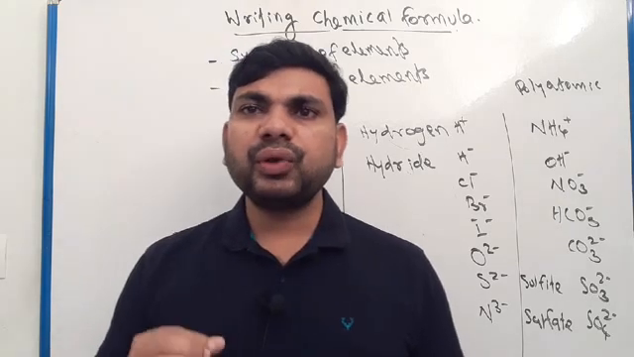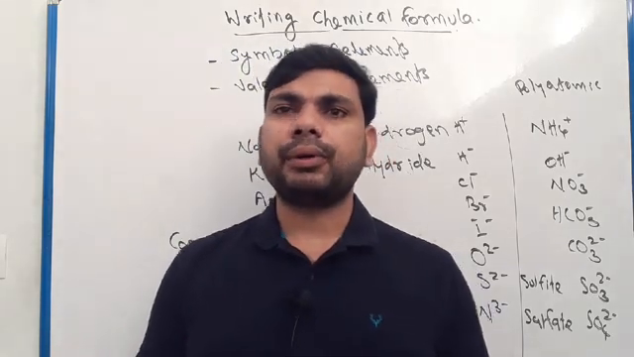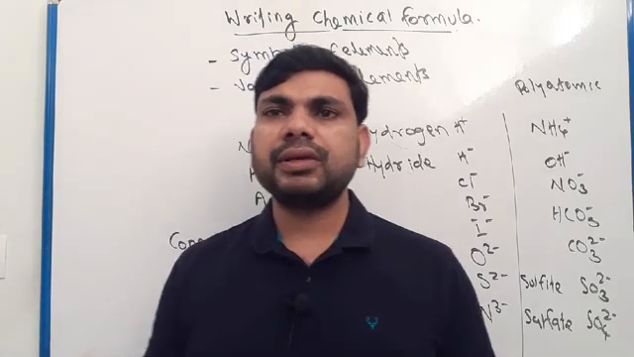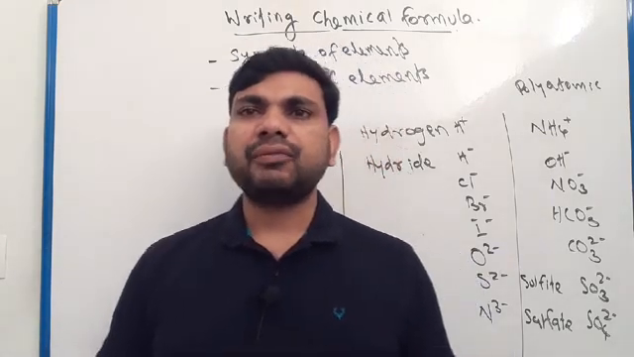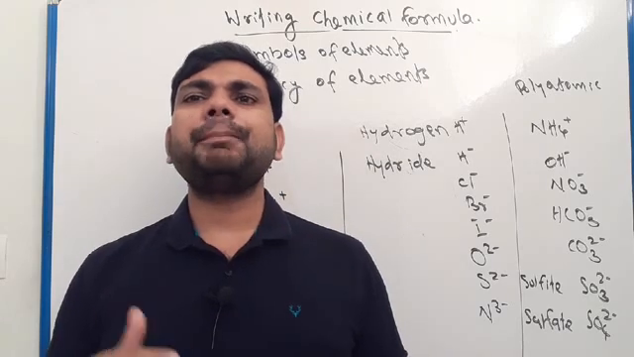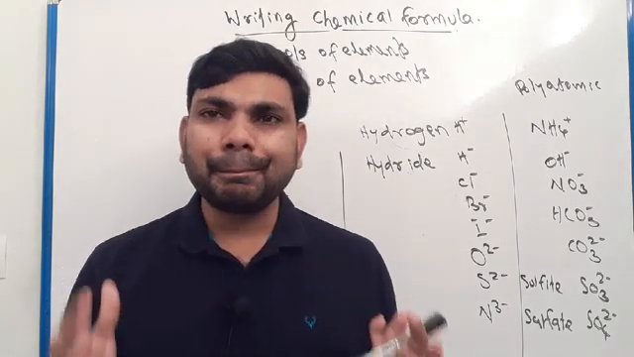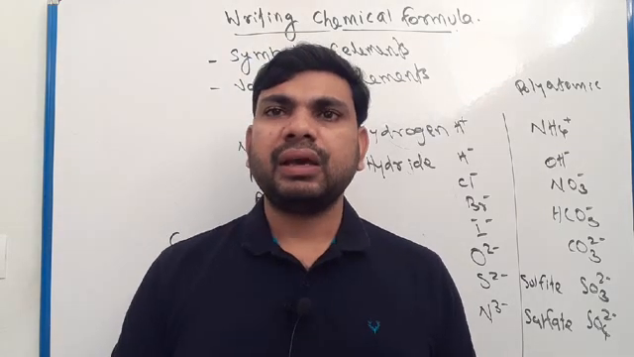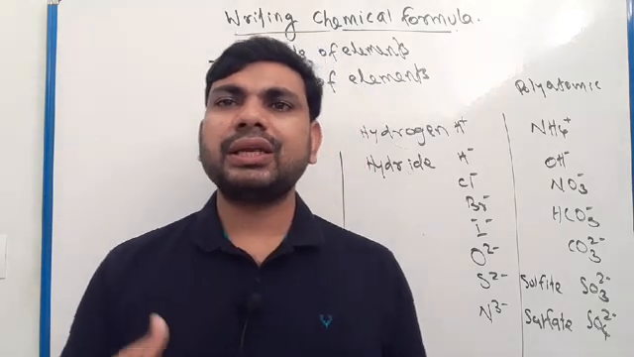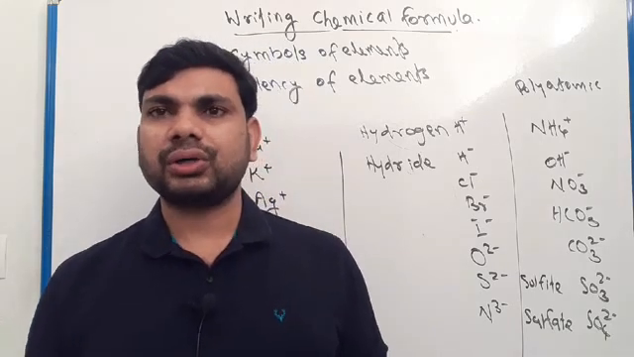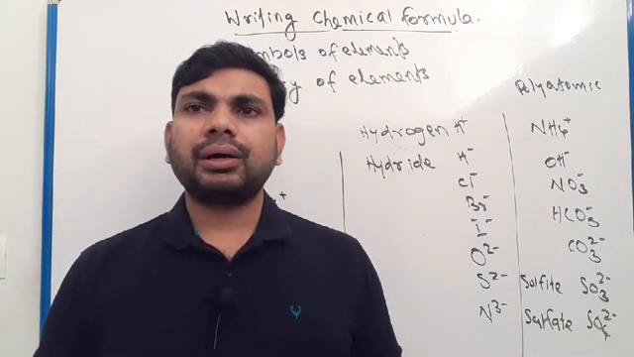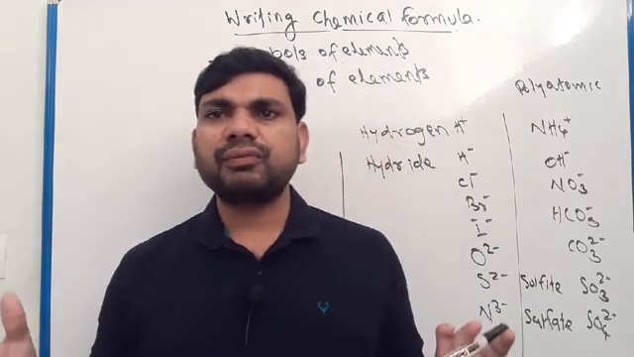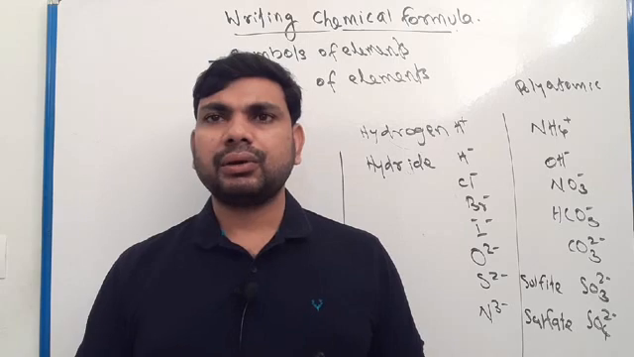Also we need the valency of the compound. What do we mean by valency? We already discussed valency in the previous video. Valency means the combining power of an element. Valency depends on the number of outer shell electrons. We discussed how to find the valency of different elements.